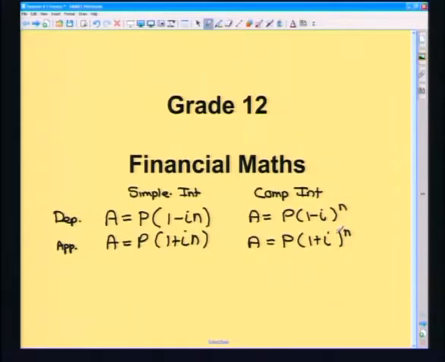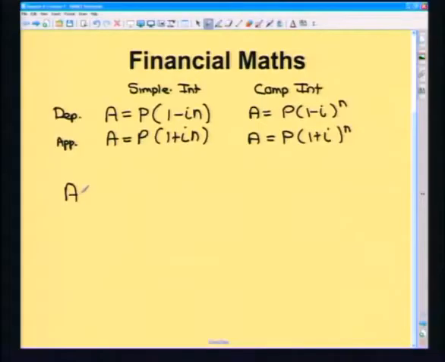Now, the difference between what we have done in Grade 11 and in Grade 12 is we are now going to be talking about several investments happening at regular intervals. And for that purpose, we distinguish clearly by using a word for it called an annuity. We also talk about loans, and on that basis, we distinguish between two different formulas.